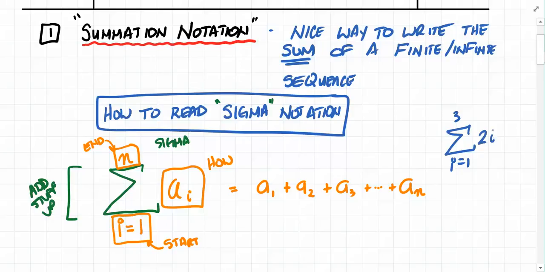Let's say something like this. This says I want the sum as i goes from 1 to 3 of 2i. That's how we read that. The sigma part tells me the sum, the i part down below tells me where to start, the 3 up at the top tells me where to end, and the 2i tells me how we're going to do it. This is what we're focusing on for this concept.